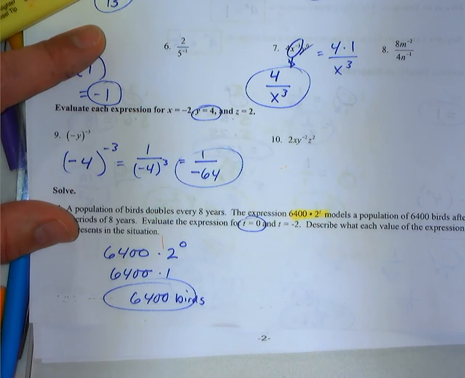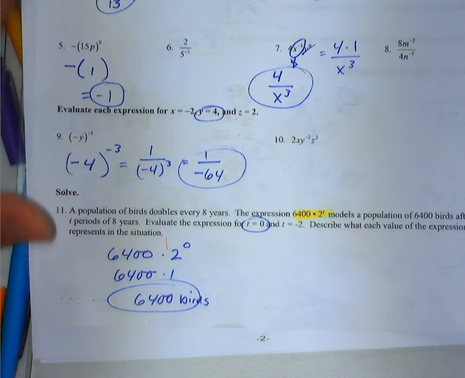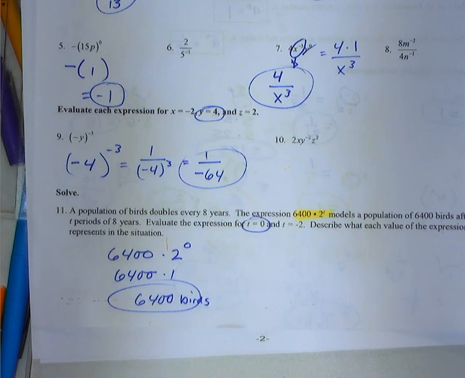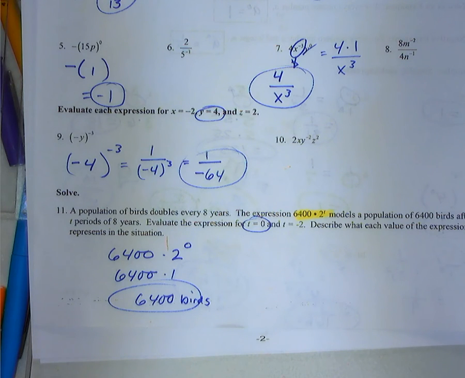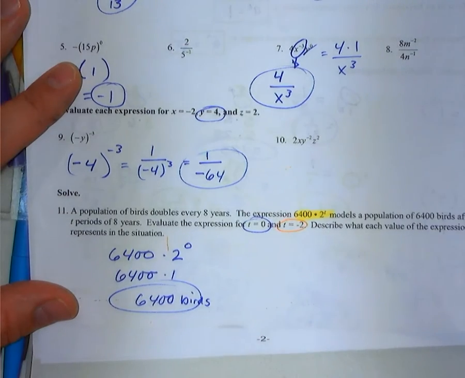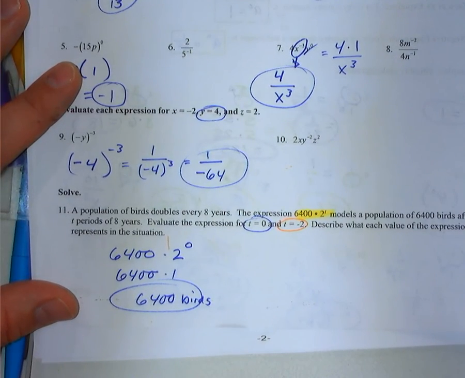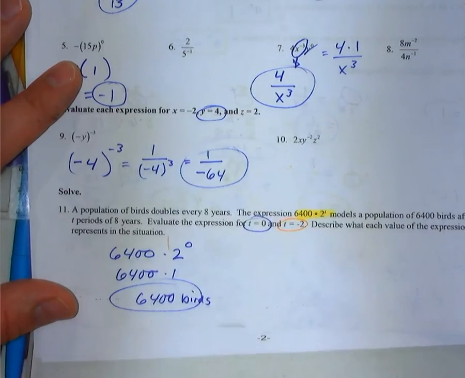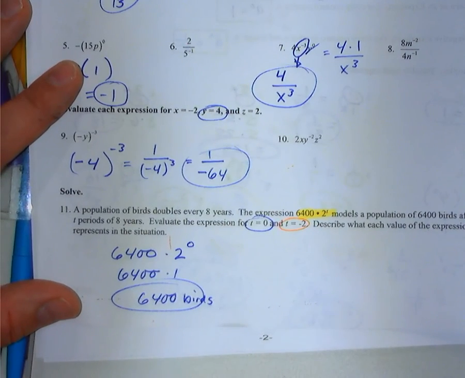Okay. So what does that represent when t is 0? When time is 0, what does that represent? Colton, what do you think? Yeah, the starting point, right? We started at 6,400 birds, and when time is 0, that's where we started, and then it starts growing from there, right? Or if our t value is negative, then it starts going backwards, right? This was like 2 periods of 8 years ago.